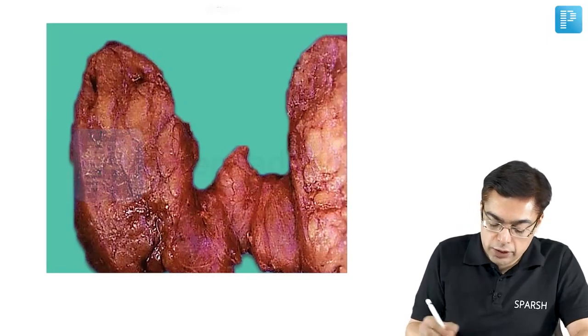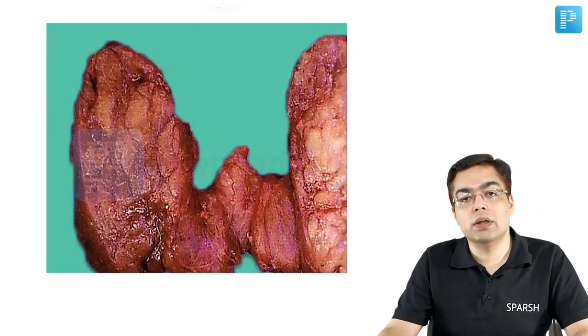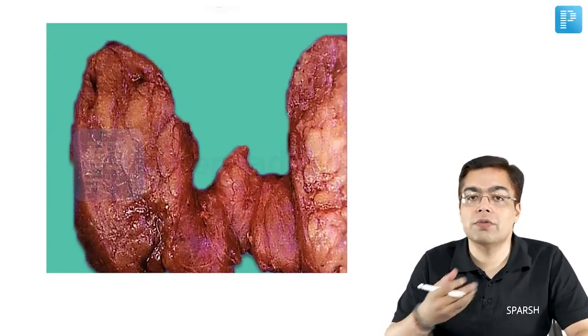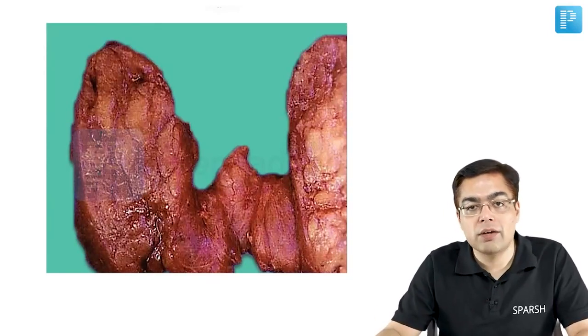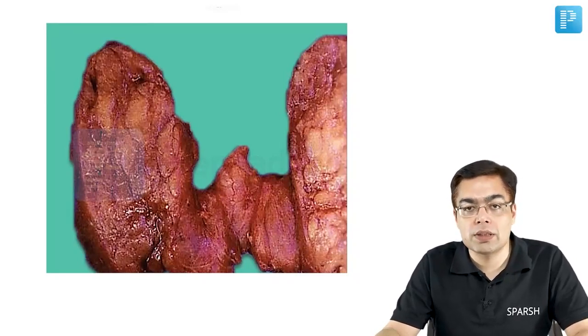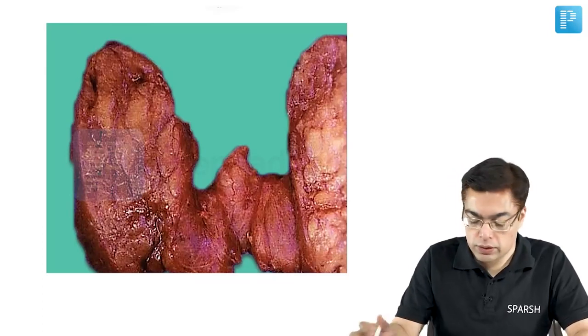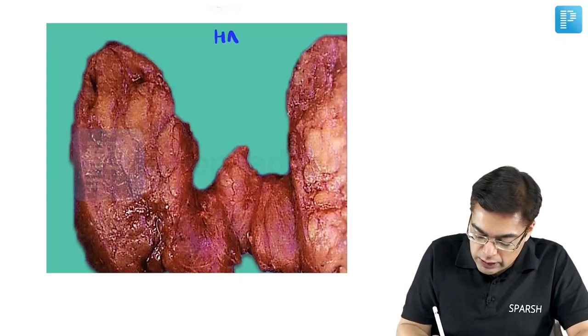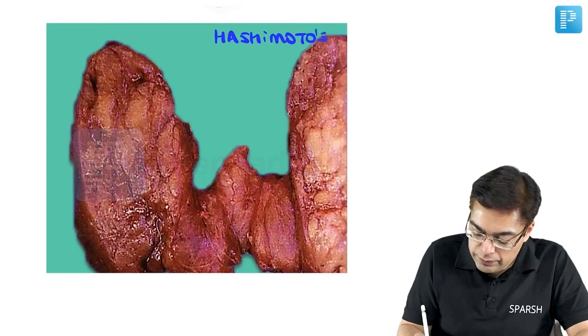Typically, this is the kind of image that the examiner would give you with a middle-aged female presenting with a thyroid swelling. She is going to have features suggestive of hypothyroidism. The moment I talk about a painless thyroid swelling and features suggestive of hypothyroidism, the first thing that would come to your mind quite logically is a condition called Hashimoto's thyroiditis.